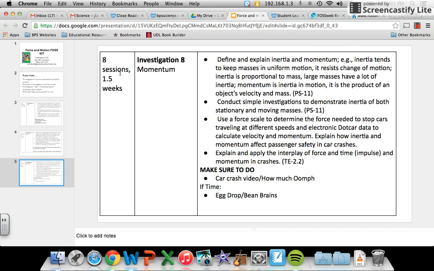I honestly haven't gotten to this in a long time, but I cover the ideas. So PS11, talking about inertia and momentum, it's really nicely covered in this car crash video. It's only 20 minutes, maybe 30 minutes. I have the students watch the first 10 minutes. There's a worksheet, a question sheet. I actually add some questions to it. I have them watch it for the first 10 minutes.